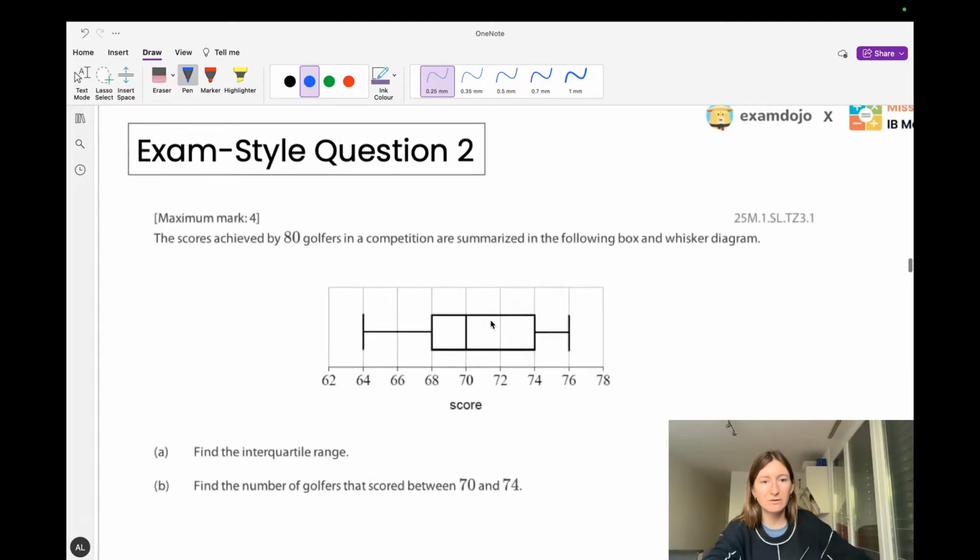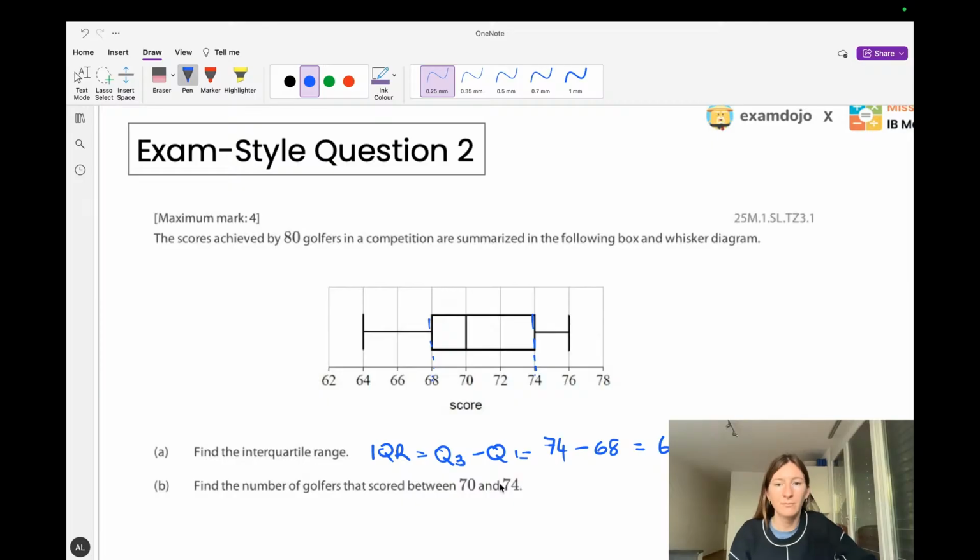Okay, so this is one of those questions I was talking about earlier. First, find the interquartile range. This is the easy part. So interquartile range, IQR, is quartile 3 minus quartile 1. So quartile 3 is over here, 74, minus quartile 1, which is 68, which is 6. There we go. Nice and very easy, 2 marks.